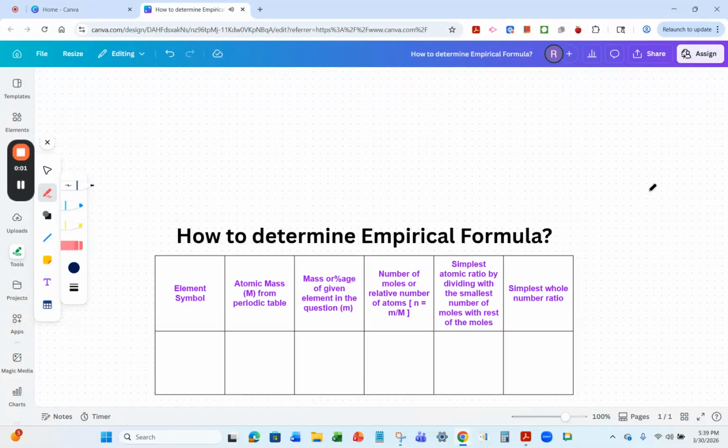Hello everyone. So in this video, I'm going to show you only the formulas for how to find the empirical formula and then eventually the molecular formula. In the next video, I will show you the calculations because formulas are very important first.